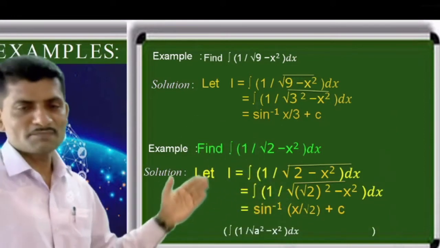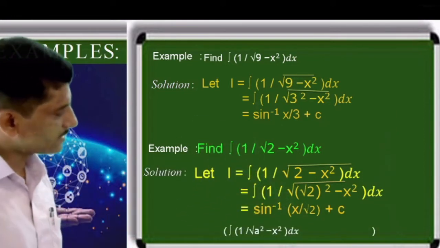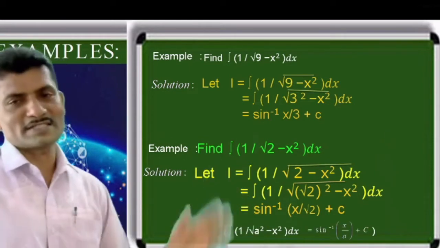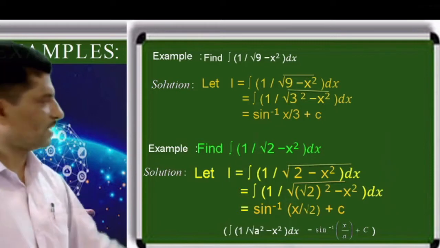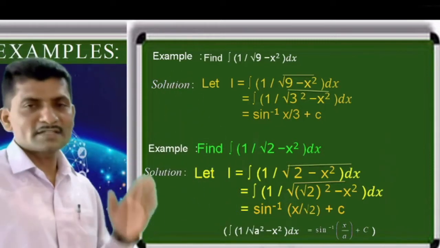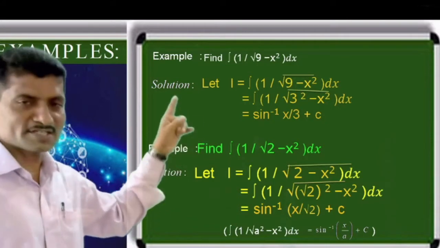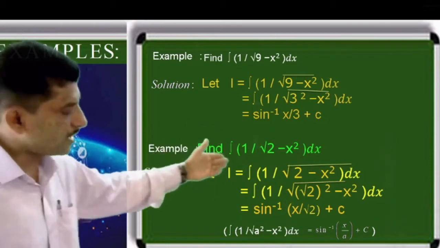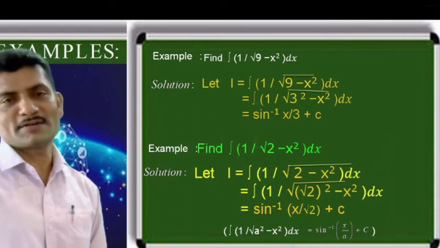That is, 1 by root of a square minus x square dx is sine inverse of x by a plus integral constant. Three simple problems these are. The result is a standard form, or you can say a particular case.